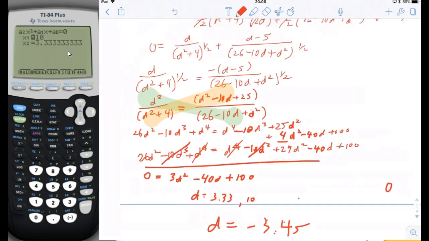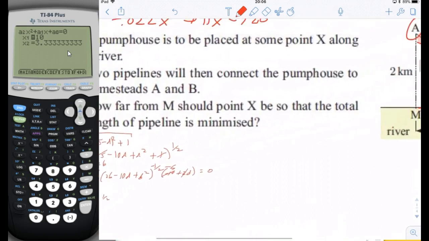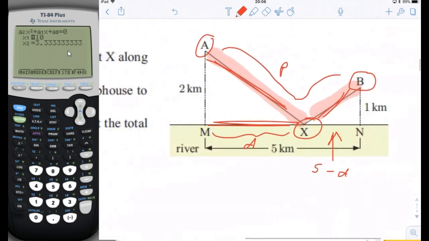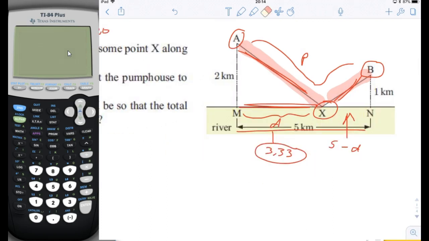We look at the picture to see if either of those makes sense. 3.33 and 10. Oh, so 3.33 kind of makes sense. That looks like it might be 3.33. So what about the answer d equals 10? That doesn't seem to make sense because if d equals 10, the distance MX would be bigger than the distance MN, which is only 5. So we can discard the other answer, 10.